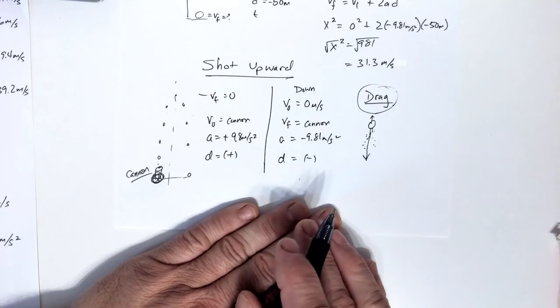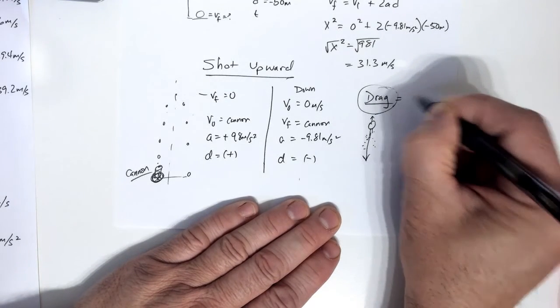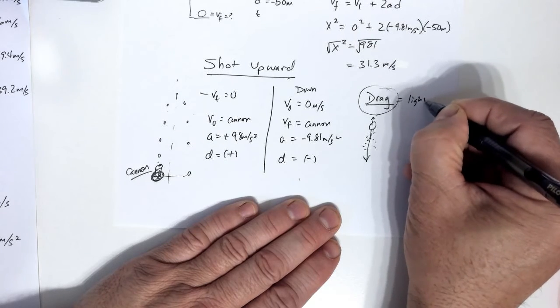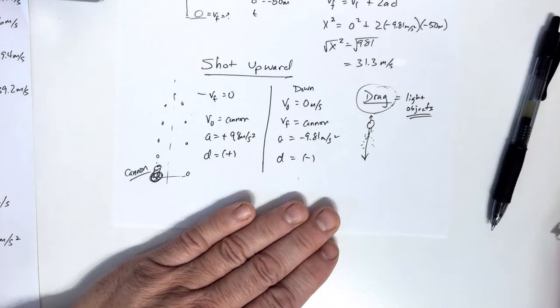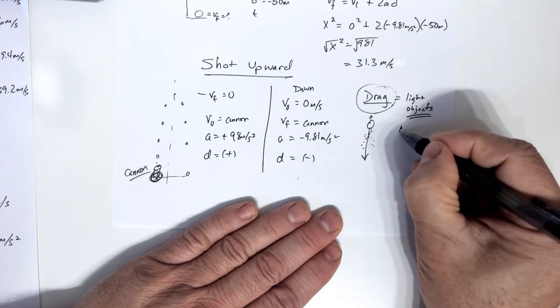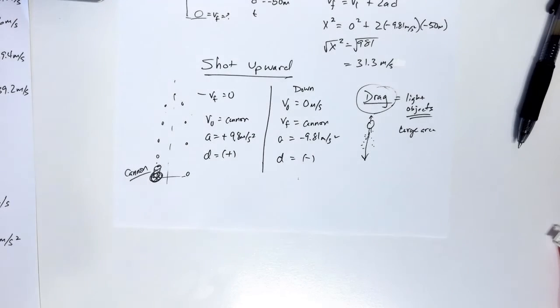But what I want you to know is drag is important if things are light. So drag is important for very light objects. Okay? Things that have a large area. And so I'm going to give you an example of that here really quick, okay? So I'm going to do a quick demonstration and show you what I'm talking about.